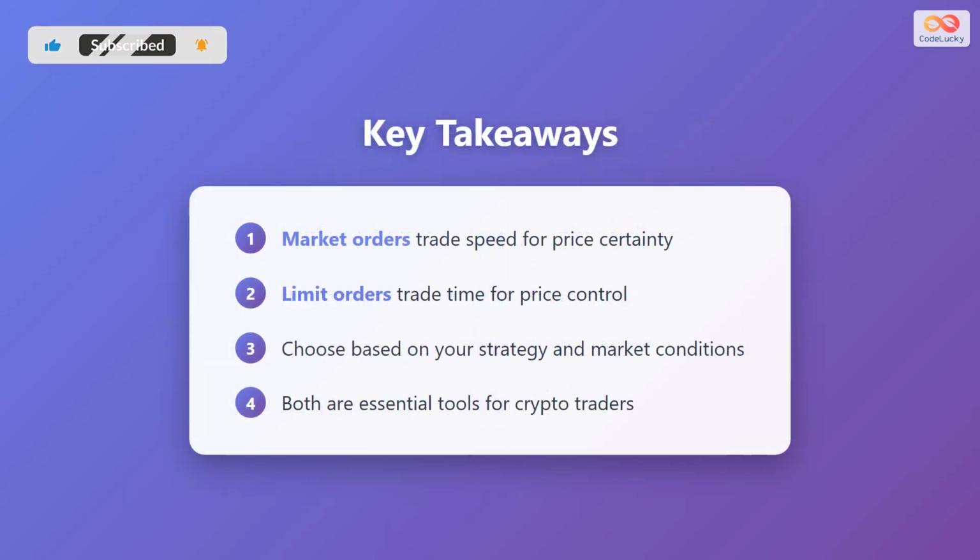Let's recap the essential points. Market orders trade speed for price certainty. You get immediate execution, but you accept whatever the current market price is. Limit orders trade time for price control. You specify your exact price, but you may have to wait, and there's no guarantee your order will fill. The best approach is to choose based on your trading strategy and current market conditions. Both order types are essential tools in a crypto trader's toolkit. Understanding when to use each one will help you execute more effective trades and better manage your risk in the cryptocurrency markets.